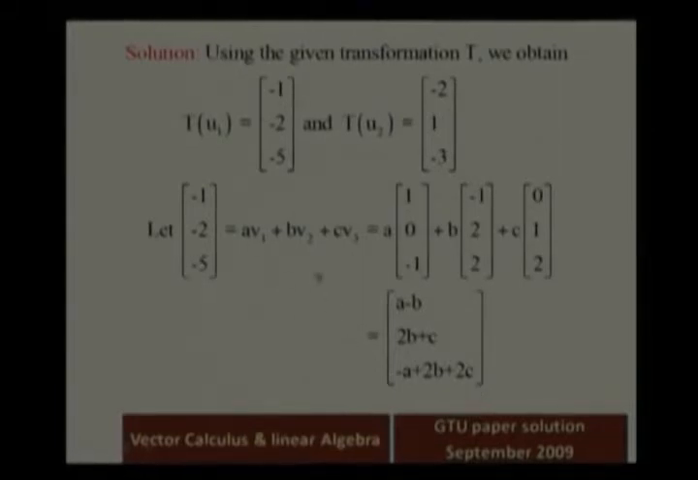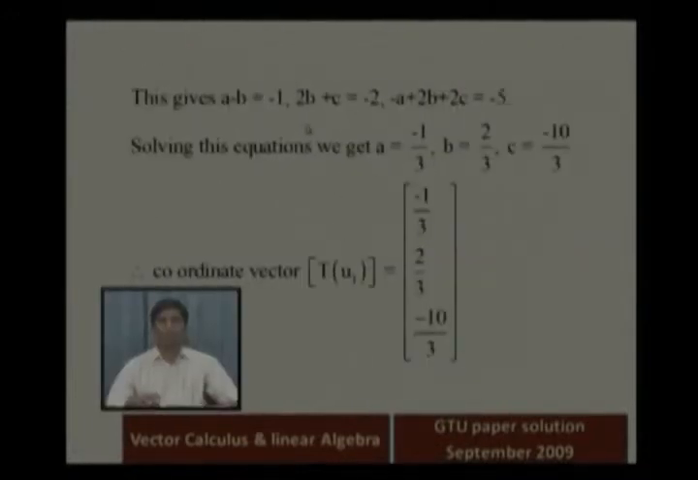So comparing this to the equation, we get a minus b is equal to minus 1, 2b plus c is equal to minus 2, and minus a plus 2b plus 2c is equal to minus 5, right? Solving these three equations using matrix: if you want to solve these three equations, you have to use the augmented matrix, convert it into row echelon form, and from that row echelon form you can easily solve these three equations.